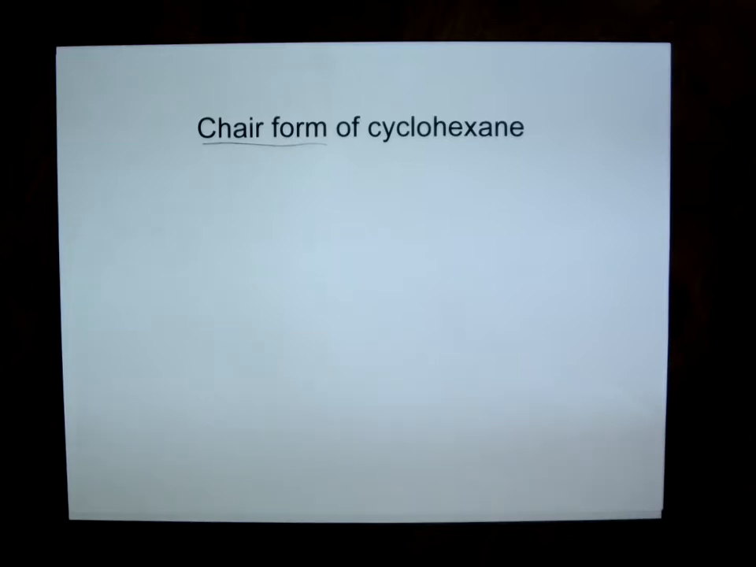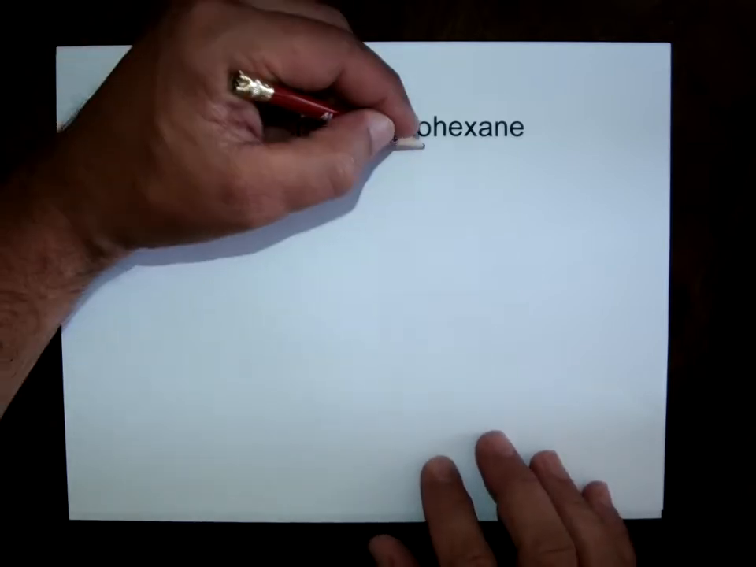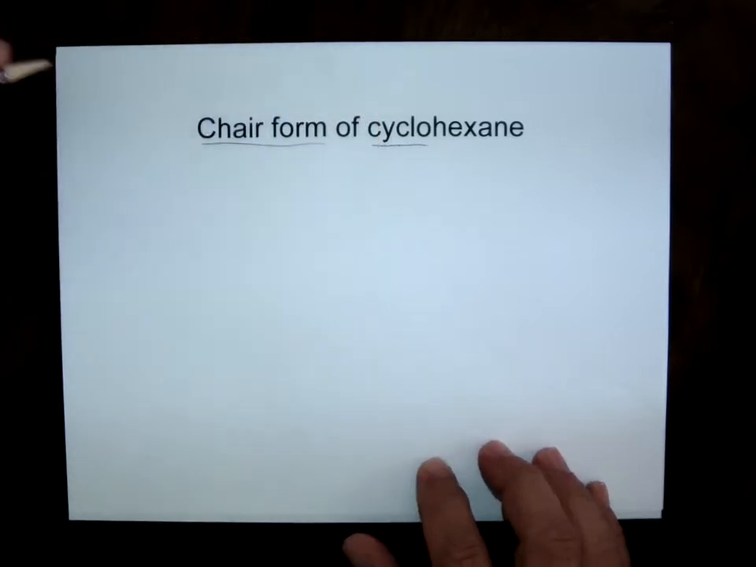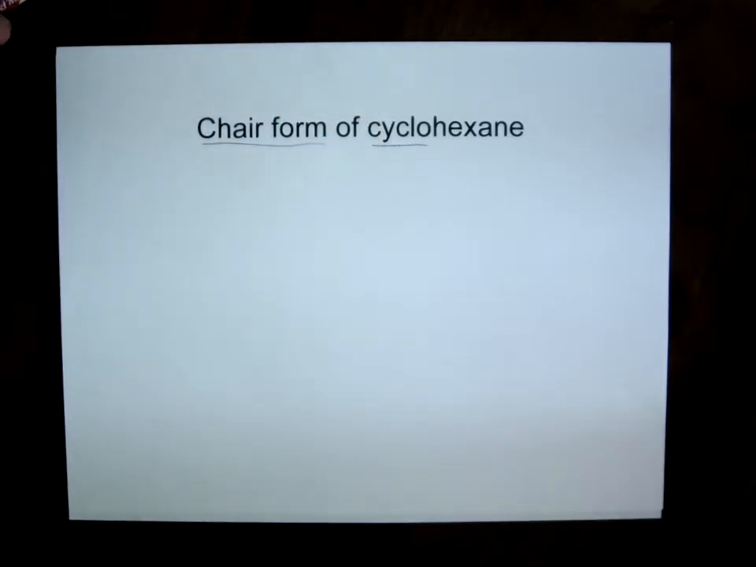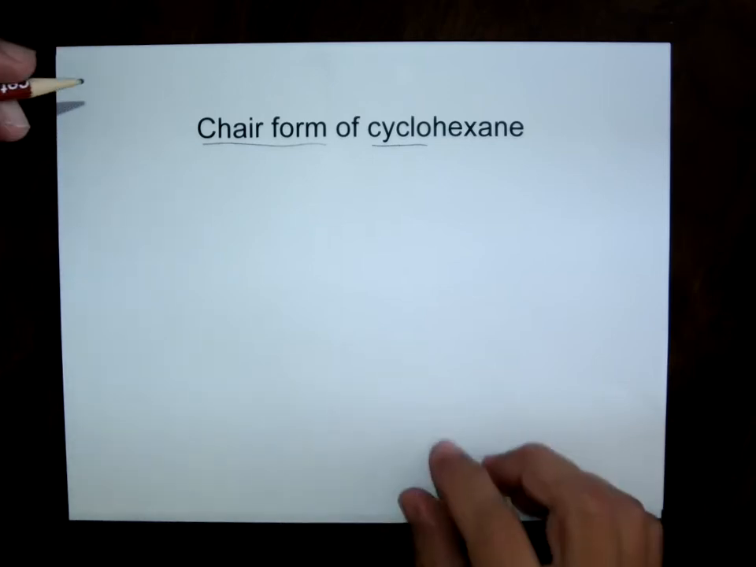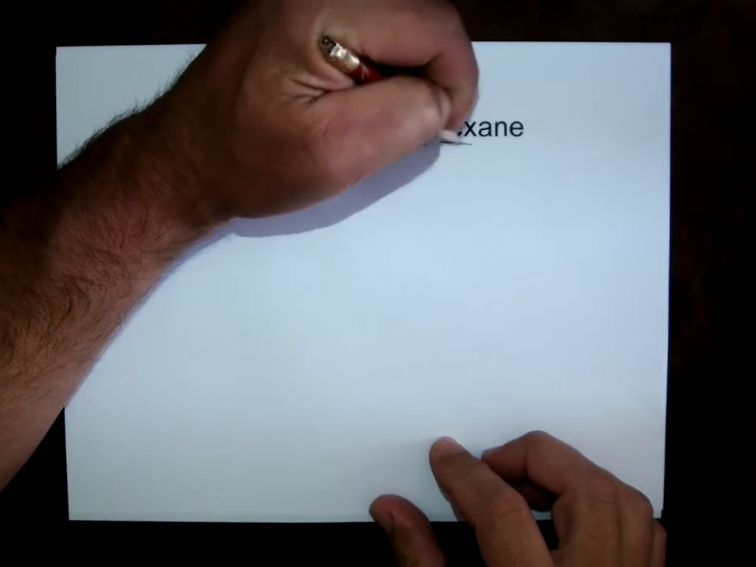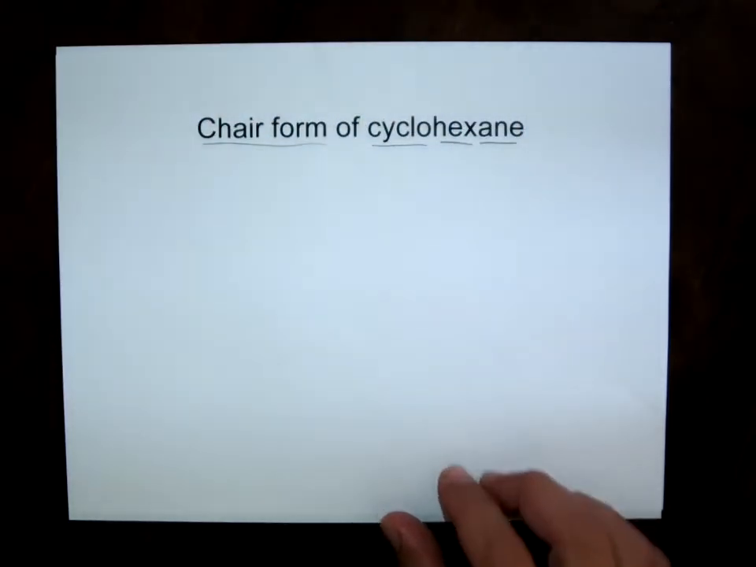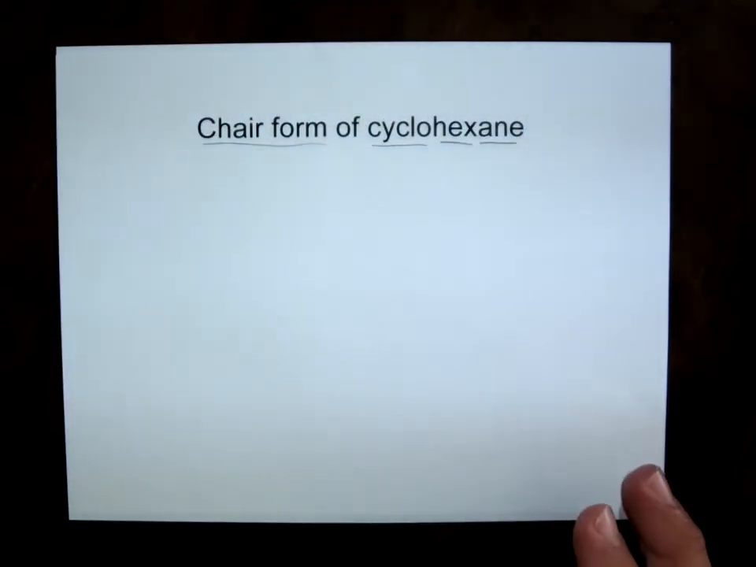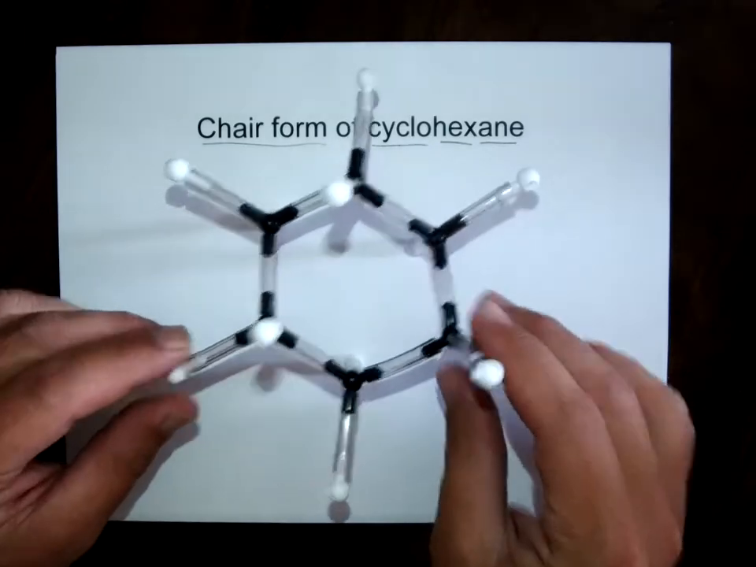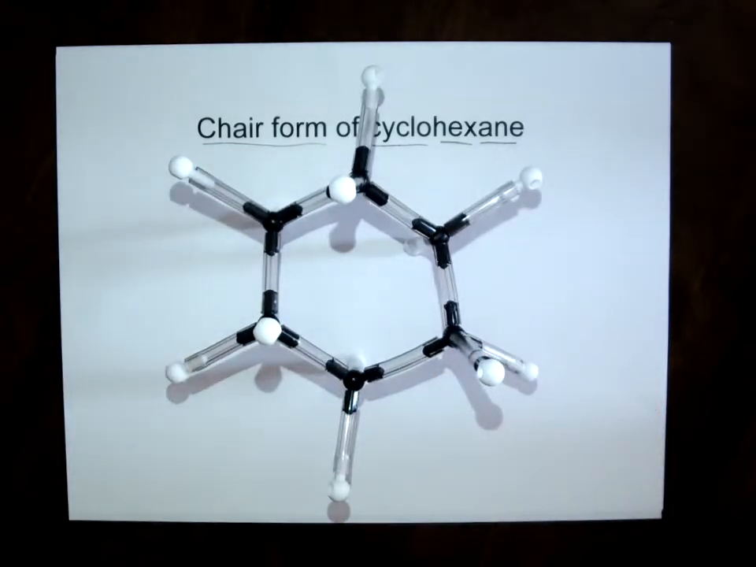So cyclohexane, again, we're introducing a new little piece of terminology here. The cyclo prefix means that you have a ring, or something's cyclic. So cyclohexane, and hex means 6 carbons, and ane means an alkane, which is a saturated hydrocarbon. So all single bonds.